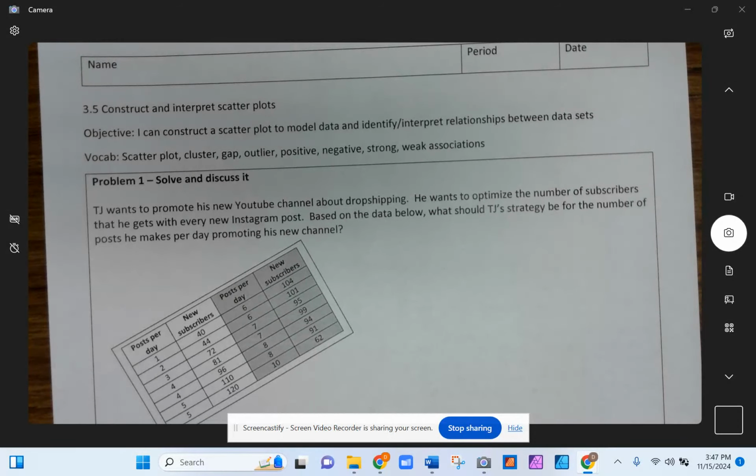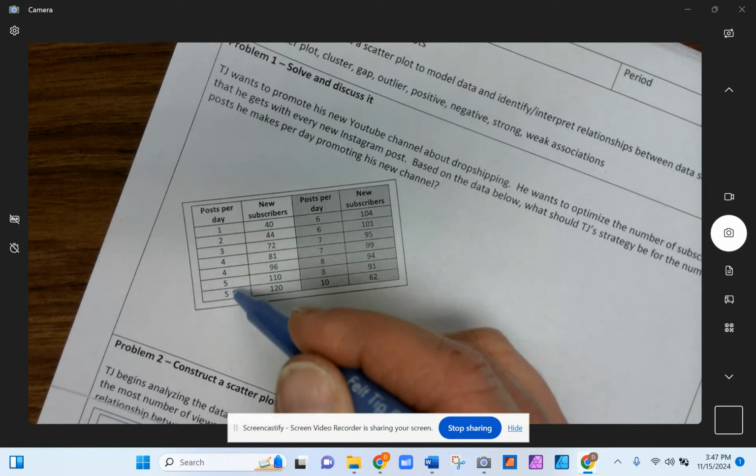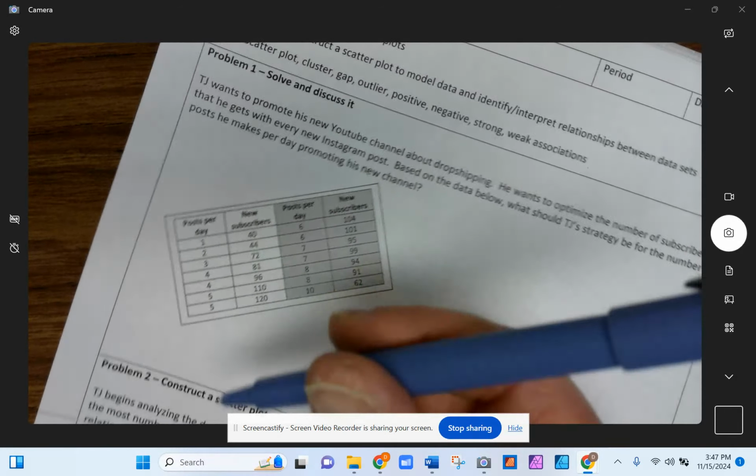So, we got this data set right here. TJ wants to promote his new YouTube channel about drop shipping. He wants to optimize the number of subscribers that he gets with every new Instagram post based on the data below. What should TJ's strategy be for the number of posts he makes per day promoting his new channel? If you take a look at this table, we've got the number of posts made per day over the course of how many days is this? 1, 2, 3, 4, 5, 6, 7, 14 days, so 2 weeks.